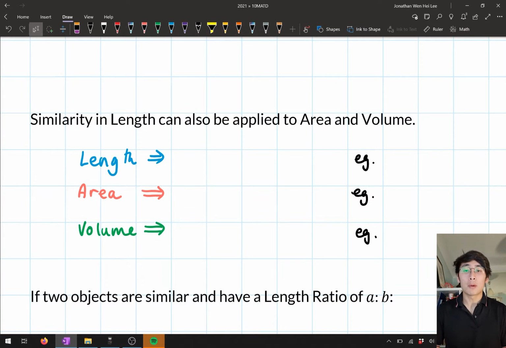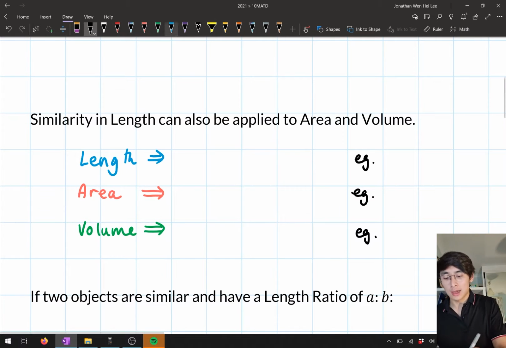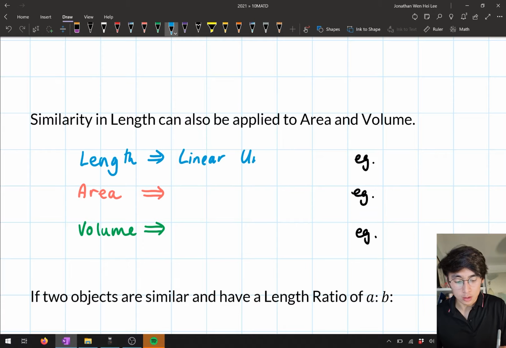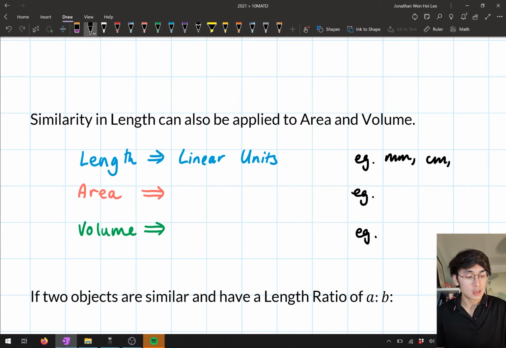Now, if you remember, when we looked at the topic of measurement earlier this year, we talked about how we could be measuring different lengths and areas, and we could measure these in particular units. So, for example, length. We didn't actually talk about this phrase, but we call the measurements that we measure length linear units. Linear units. So, for example, we measured lengths in terms of millimeters, centimeters, meters, and kilometers.